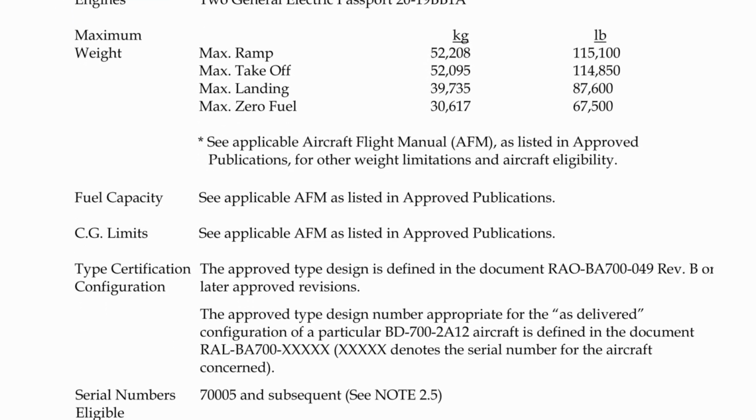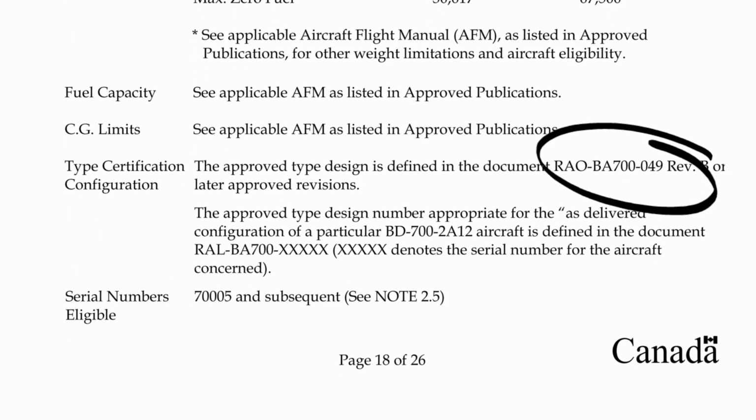I was wondering if you can comment on this part where they say type certification configuration. They mention a document, RAO BA 700-049, and I was wondering if you can comment on this. Yeah, so each manufacturer has to have an approved type design configuration document of some type, because you need to know what is installed on the product when it's being shipped out. This is also called the engineering configuration statement, the ECS.